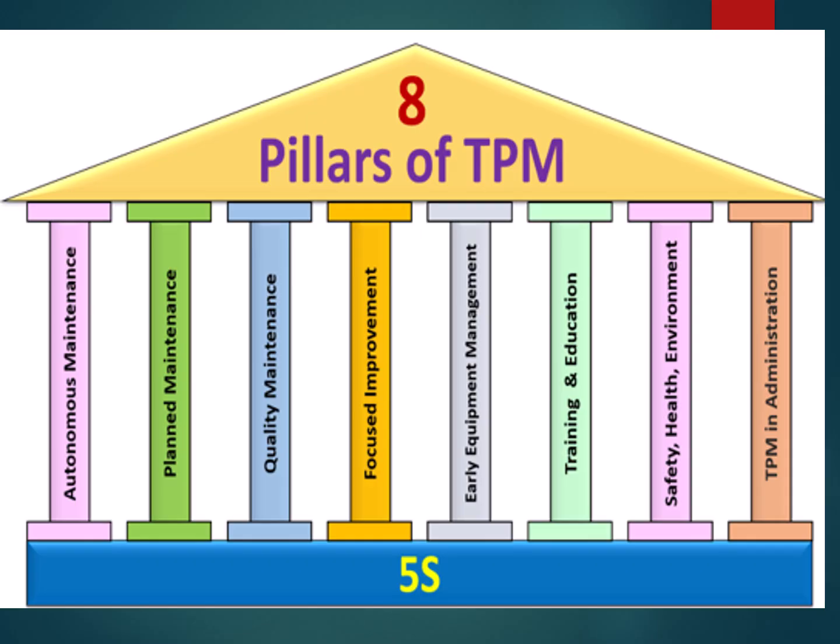The first one is autonomous maintenance, planned maintenance, quality maintenance, focused improvement, early equipment management, training and education, safety, health, environment, and TPM and administration.